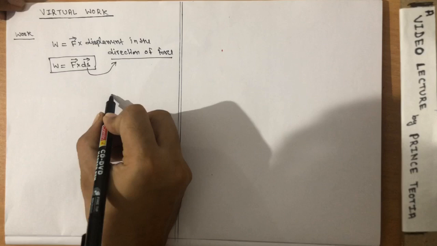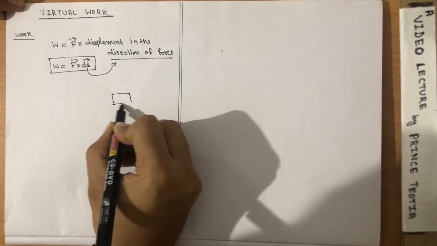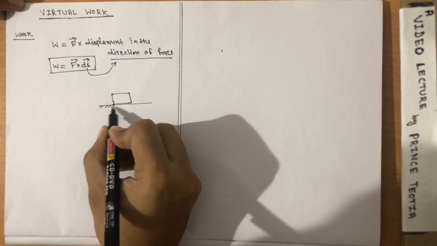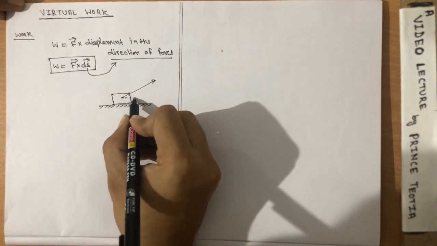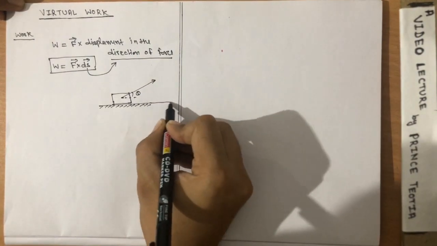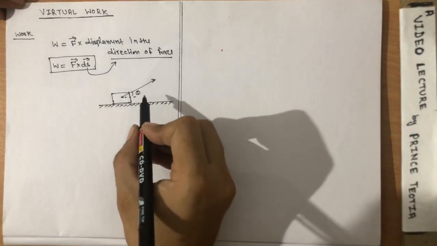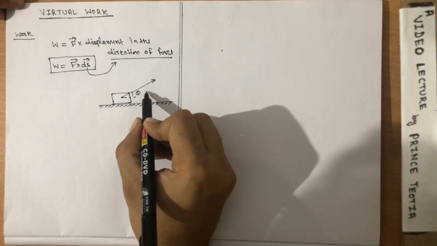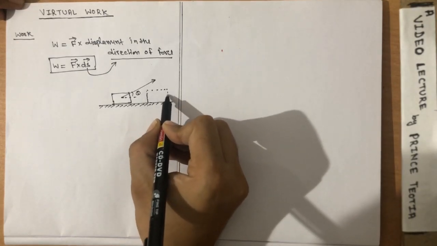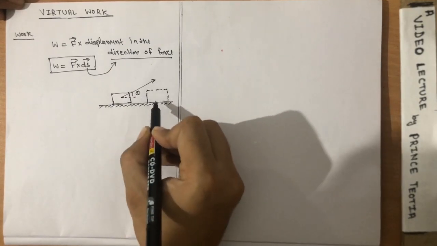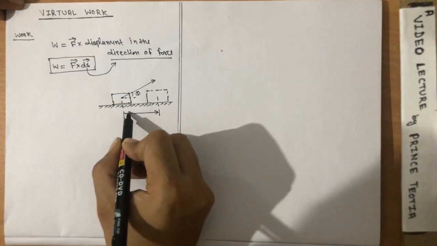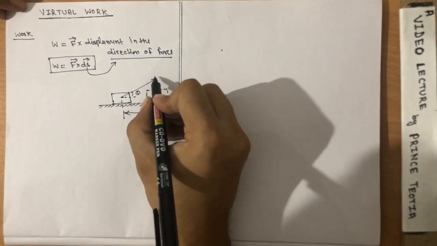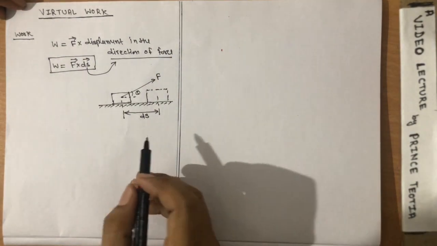So suppose this is one example. This is the block and one force is applied at theta degree, and the new position of the block will be, suppose, this is the new position, and the total displacement, suppose this is ds after the force, right? So what is the work?